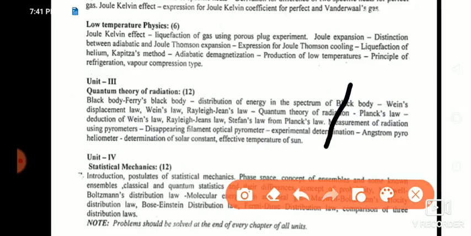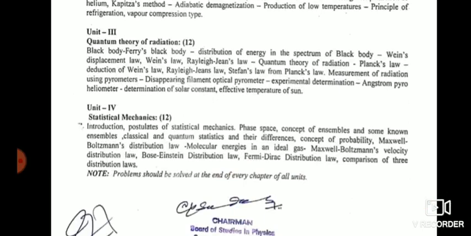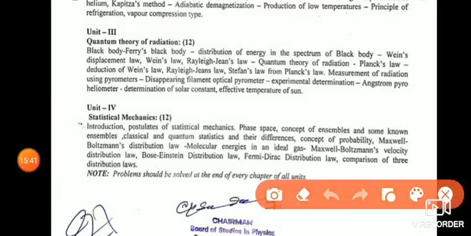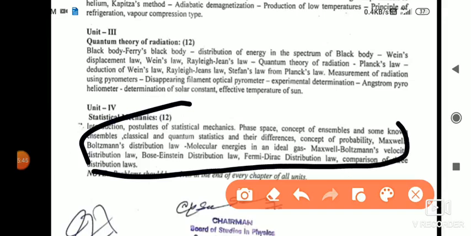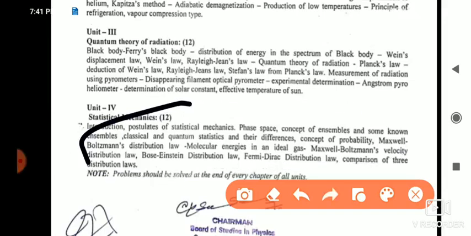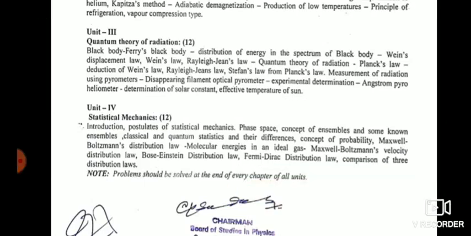Next we will go for the fourth unit. See, the fourth unit is very, very important and very, very simple. In this unit we have only three long answers. From that you will get two long answers.